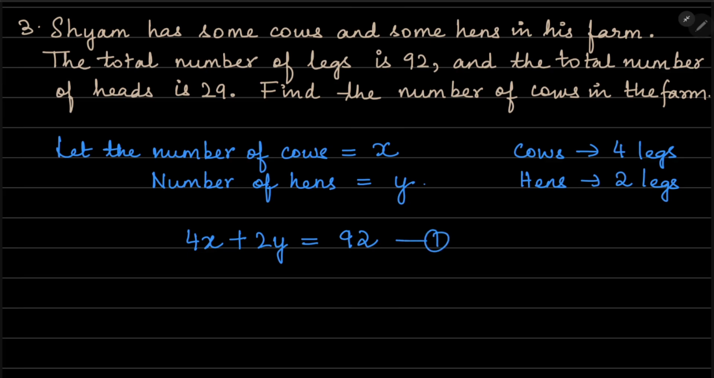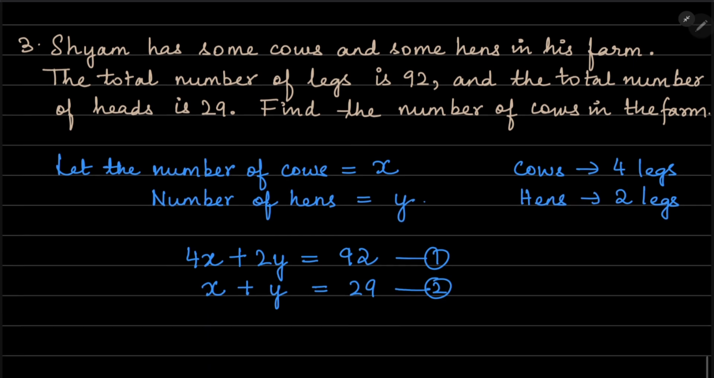The total number of heads. How many heads do cows and hens have? It's just 1 each, right? So x cows will have x heads, y hens will have y heads, and the total number of heads is 29. This is equation 2, right? Again, I am going to use the elimination method. I multiply the first equation by 1, multiply the second equation by 2.